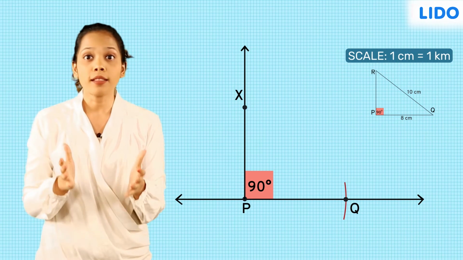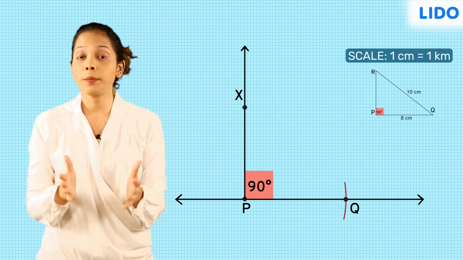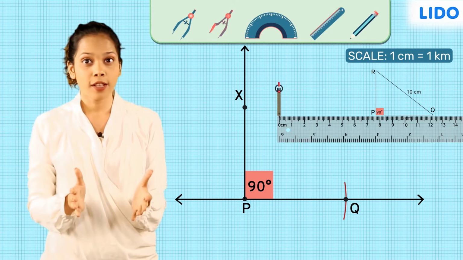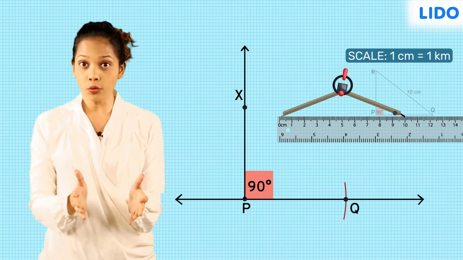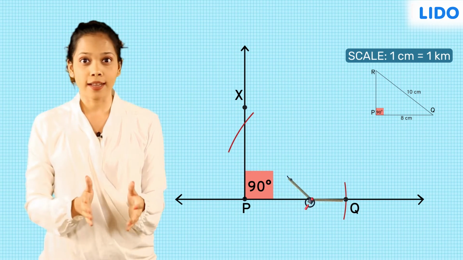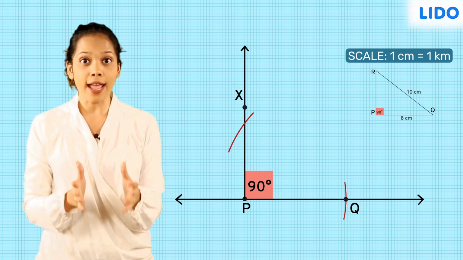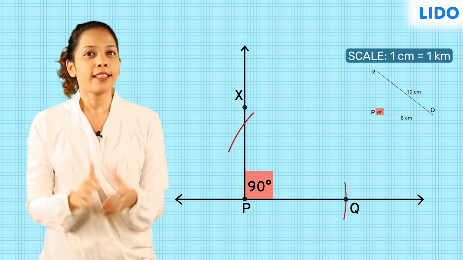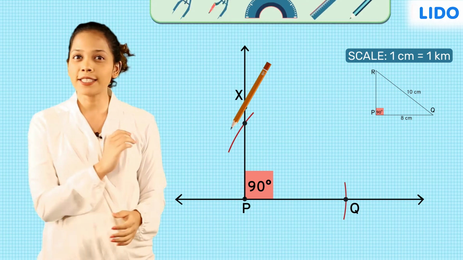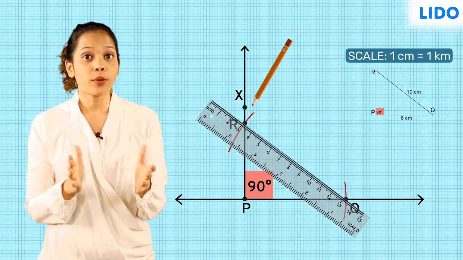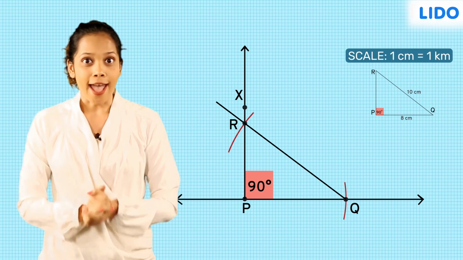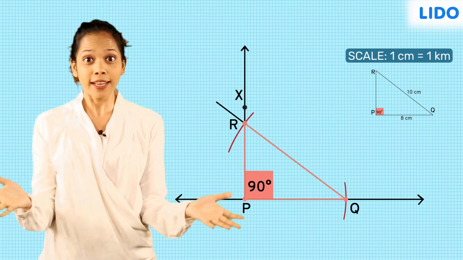Next, we find our third vertex, which is located on the perpendicular and 10 centimeters away from Q. For this, we measure 10 centimeters on the ruler, and with the compass pointer on Q, we cut an arc intersecting arm PX of the 90-degree angle we just constructed. The intersection of PX and this arc is our third vertex. Let's call it R. We join vertices R and Q to complete our construction. And here, we have the triangle we need.